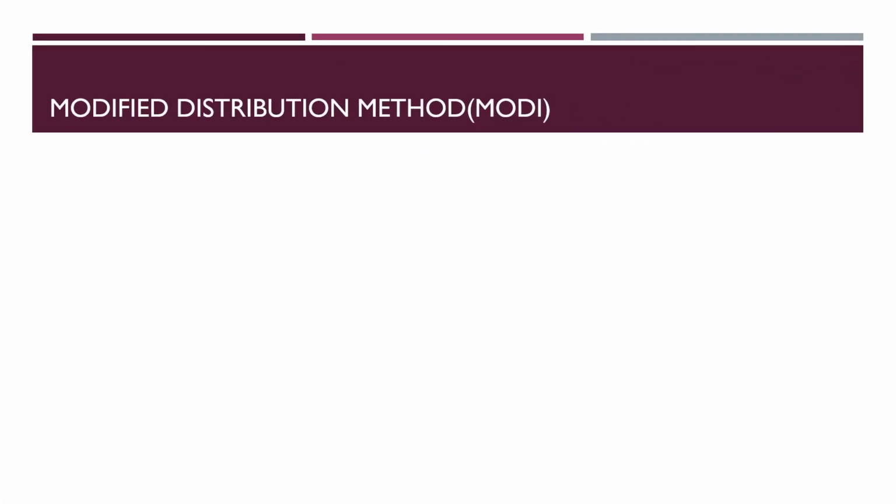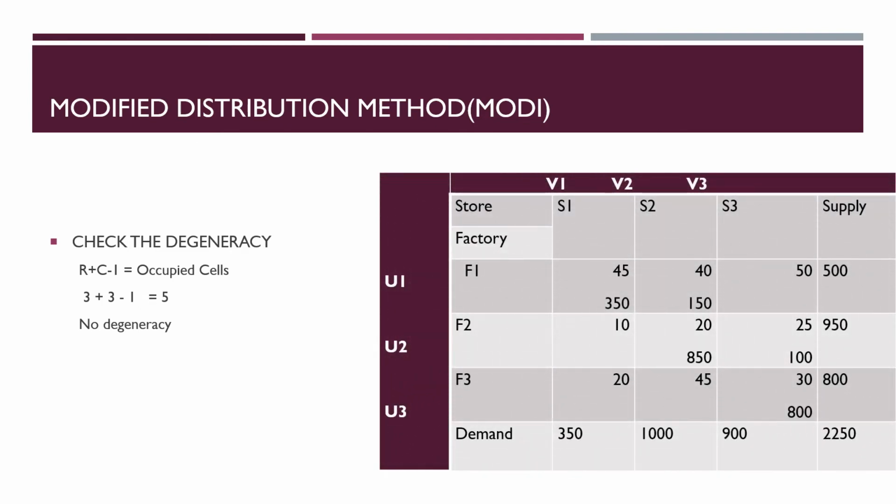Now, we are going to find the optimum solution using MODI, that is Modified Distribution Method. Here, as I already mentioned, we have to find whether the degeneracy problem is there or not. In this table, there are 3 rows and 3 columns. When 3 plus 3 minus 1, the occupied cells is equal to 5. Therefore, we cannot see any degeneracy.